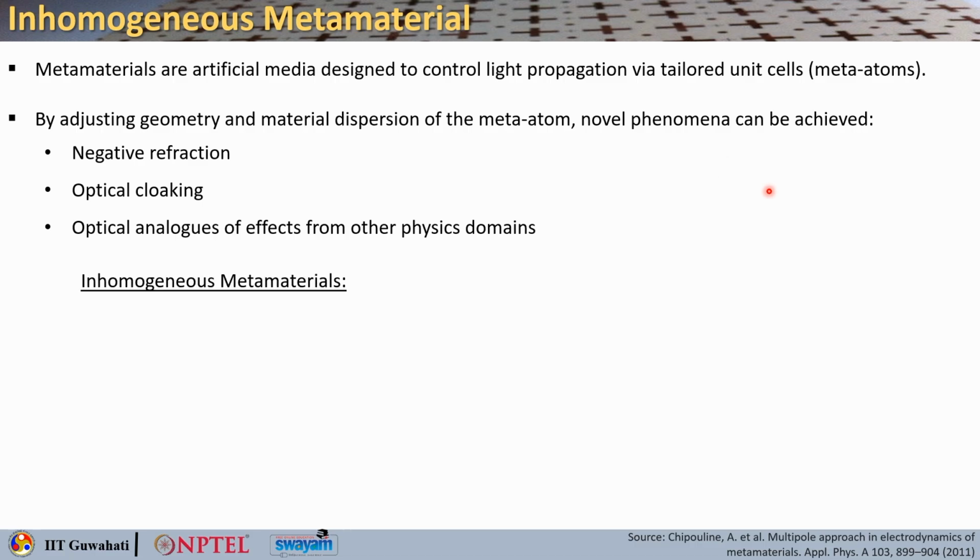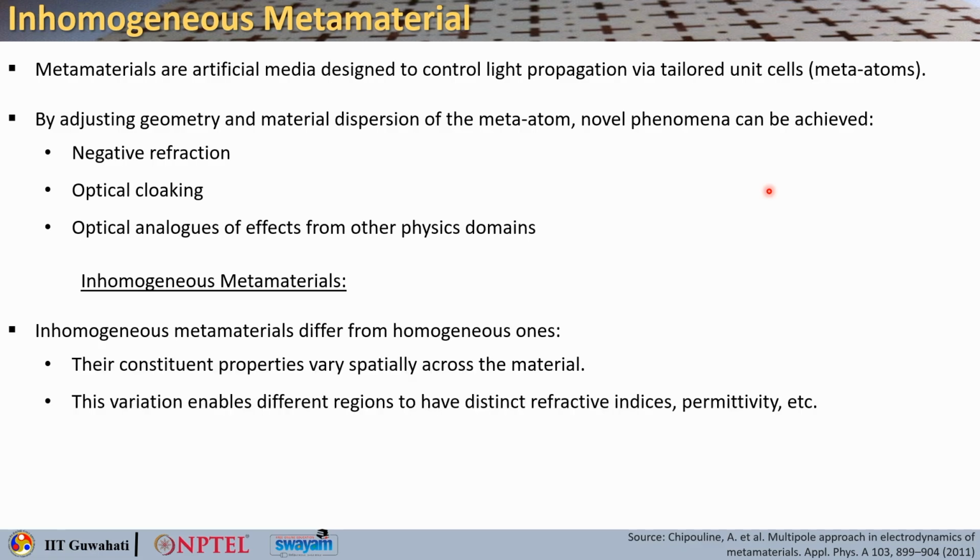Now, inhomogeneous metamaterials are those artificial metamaterials where the arrangement and the properties of their constituent elements do not remain the same throughout the material; rather, they vary throughout the material, and that is where they are different from homogeneous metamaterials where the properties remain consistent throughout. This variation enables different regions of distinct refractive indices and permittivities, and that leads to unique and tunable electromagnetic behavior. So, you have different regions having different material properties.